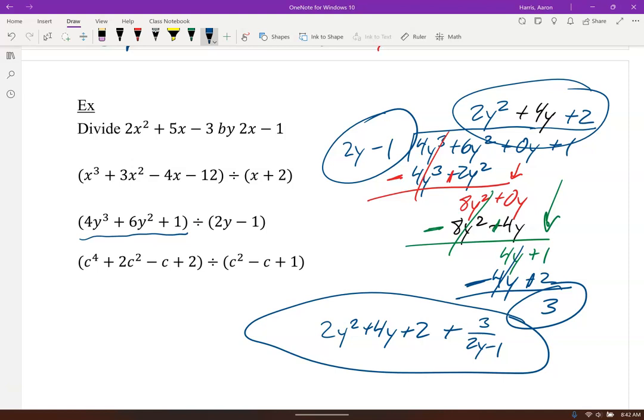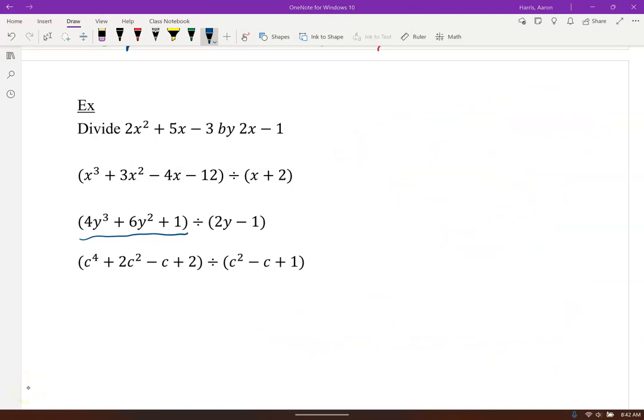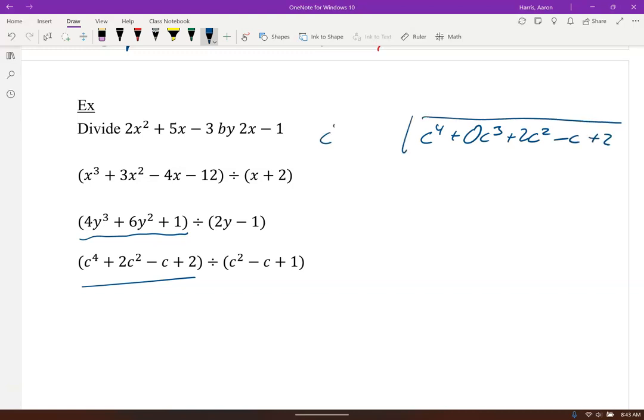All right, one more here. Let me erase. All right, looks like our dividend is c to the 4th. Now there's no c cubed term, and so I'm going to write it c to the 4th. There's no c cubed, but there is a 2c squared minus c plus 2. And this is all being divided by c squared, a trinomial, minus c goes down by degree plus the constant. So I don't have to put any placeholders there.